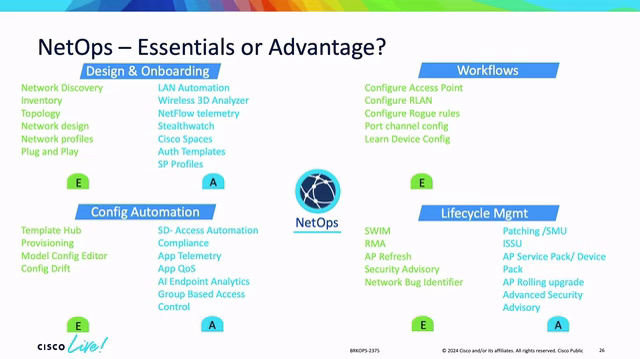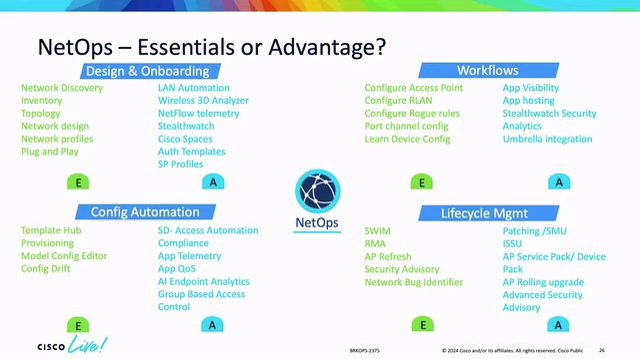One step further, what kind of workflows can you perform with an Essentials license? You will be able to configure the access points. You can configure RLAN, rogue rules, port channel configuration, and you will also be able to leverage the learn device configuration for brownfield deployments using either Advantage or Essentials. However, if you want visibility into the application health and status of your network, you will still need Advantage.